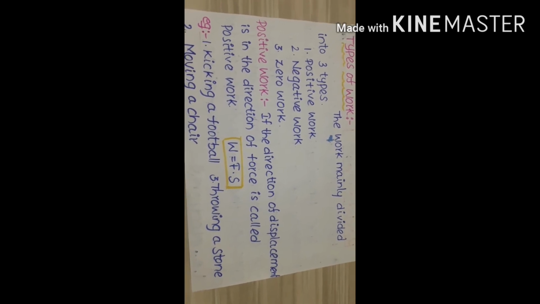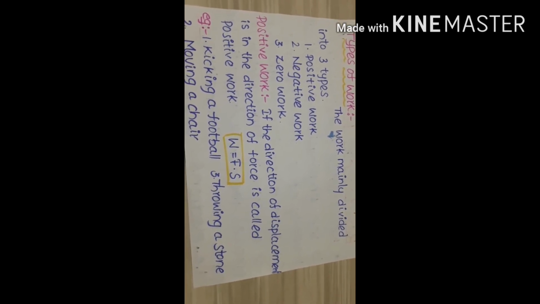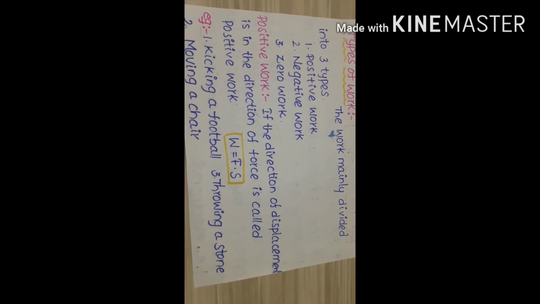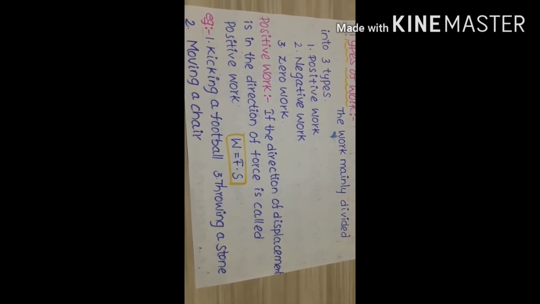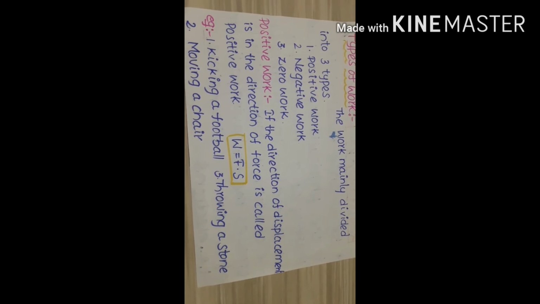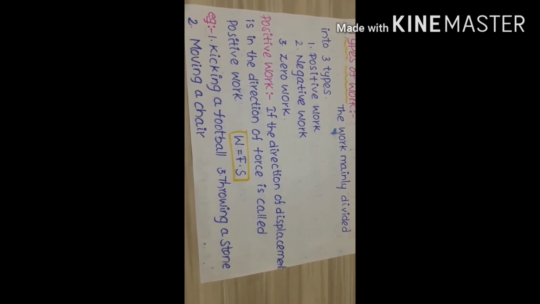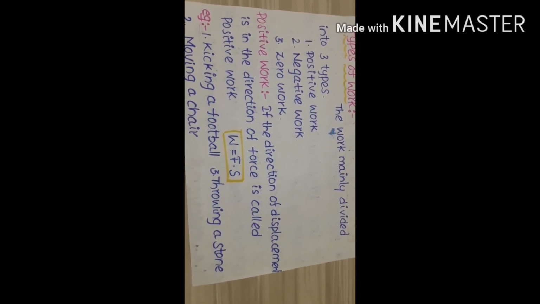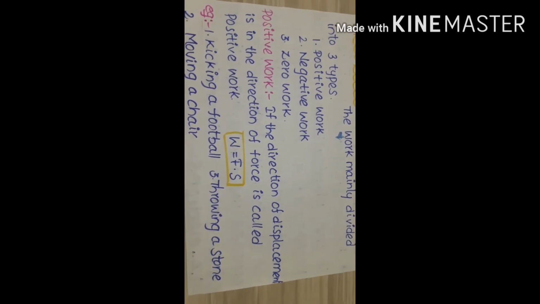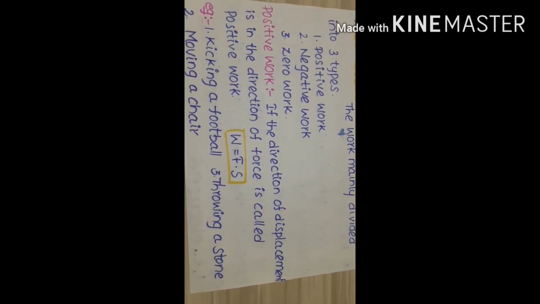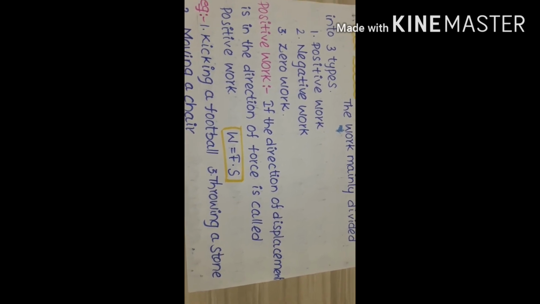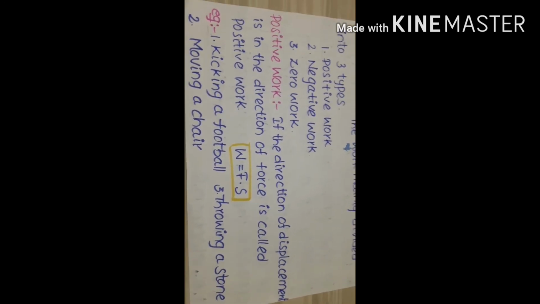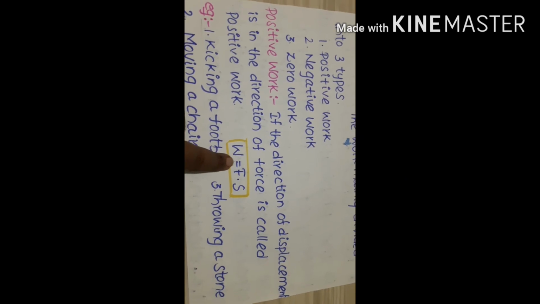Next topic, types of work. Depending on the direction of force and displacement, work can be divided into mainly 3 types: positive work, negative work, zero work. First of all, what is meant by positive work? If the direction of the force and the direction of the displacement are in the same direction, it is called positive work. So when force is applied on the object, it gets displacement. Force and displacement are in the same direction, then the work is called positive work. So W equal to Fs. Here the magnitude is a positive value.